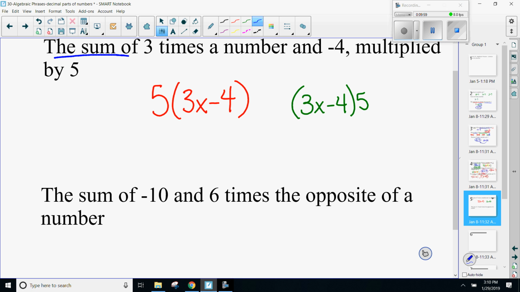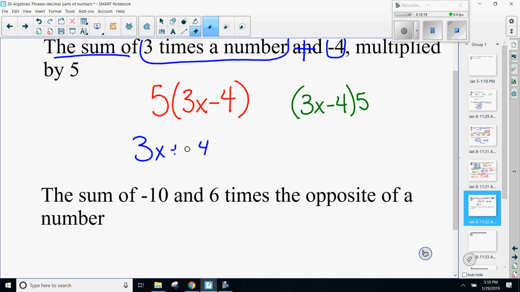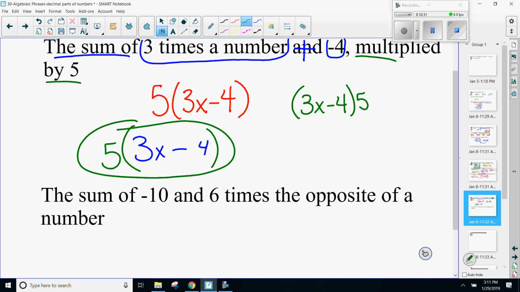The sum, then you look for the word and. So what are you adding together? 3 times the number and -4. So I want to add those together, and if I take 3 times the number and add -4, that's the same thing as saying 3x minus 4. The sum of those two is multiplied by 5. So I need to take that times 5. So Johanna was correct. Now, if you want to put the 5 towards the back, you can.